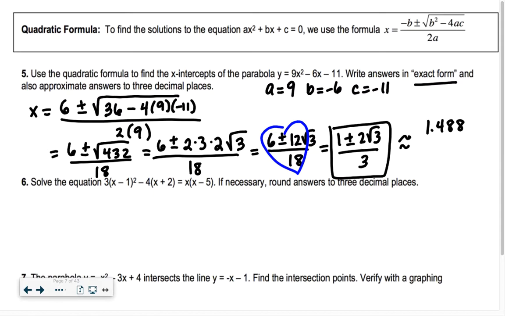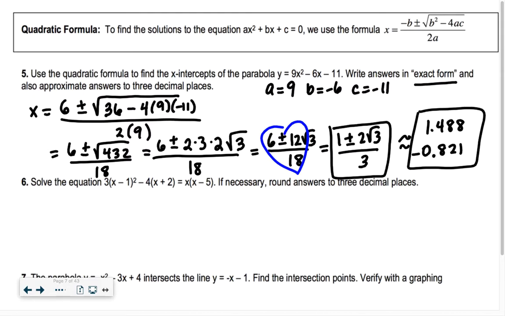And then I do 1 minus 2 root 3 and I would hit enter. That way you don't have to worry about parentheses and so on. And then I would divide by 3. So I get negative 0.821. Those are our approximated ones. Okay, does that make sense?